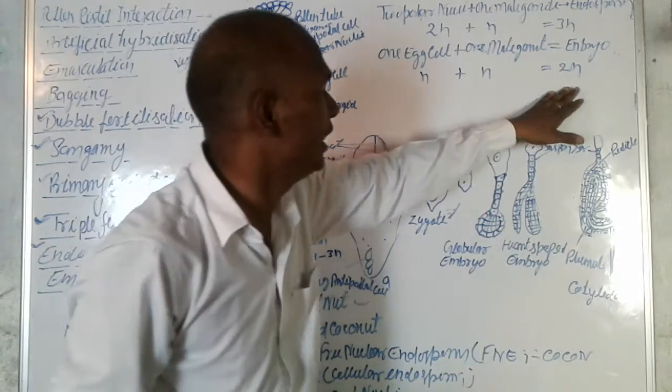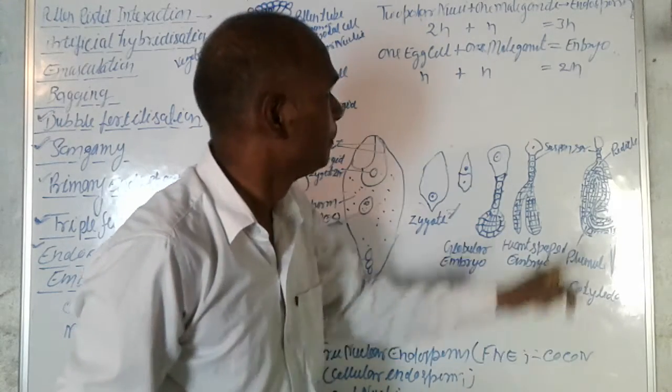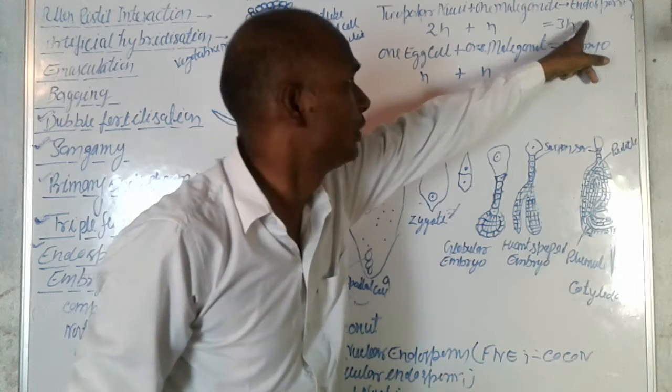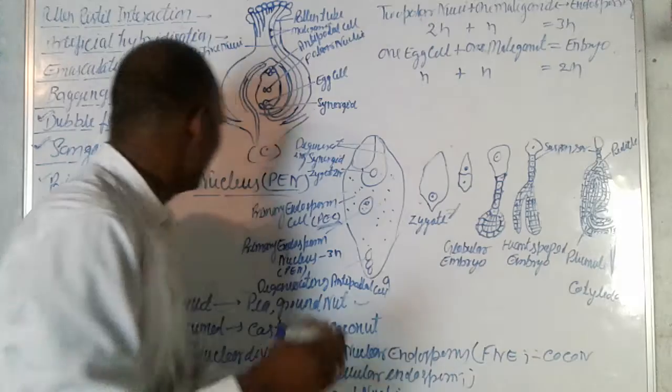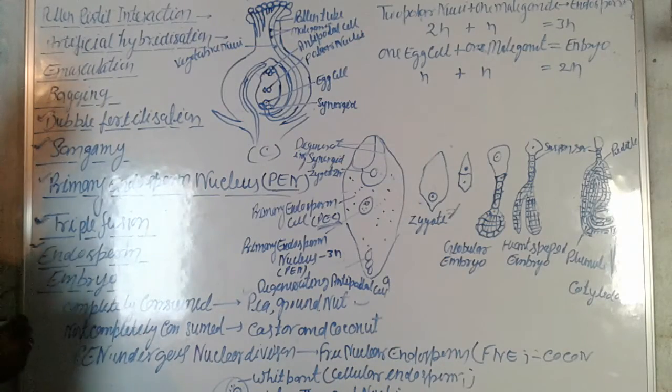This is the diploid and this is the triploid. Triploid nuclei make endosperm. You can see this is the endosperm.